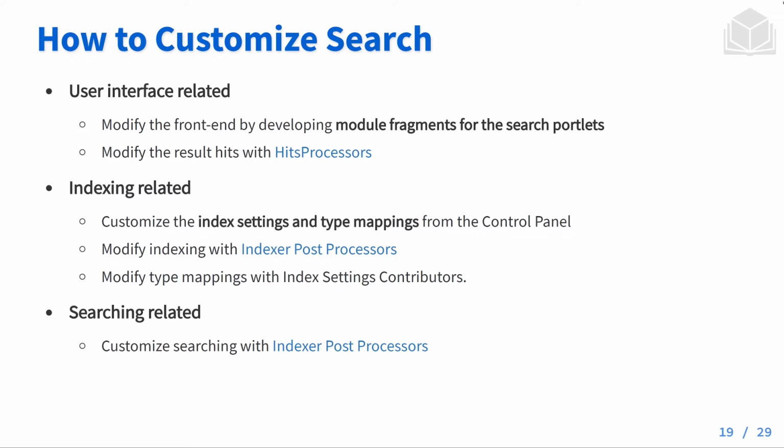We can have indexing related customizations. In this case, we'll customize the index settings and type mappings from the control panel, and we'll modify indexing with indexer post-processors. We can also modify type mappings with the index settings contributors. The third type of customization is search related. So in this case, we'll be customizing searching with indexer post-processors.